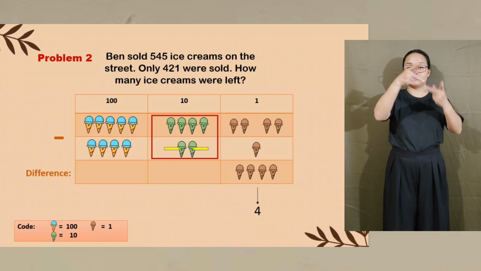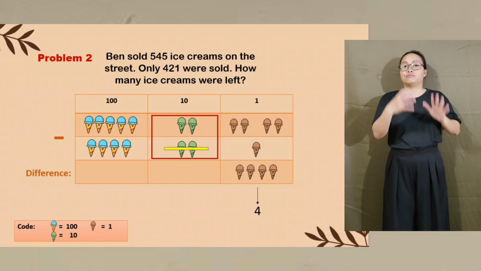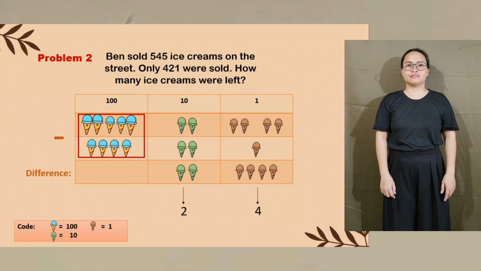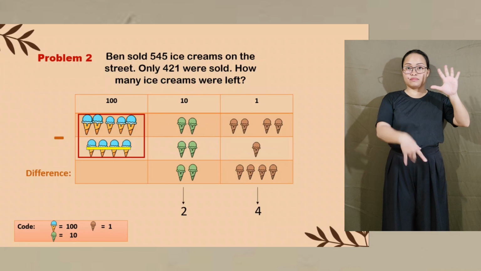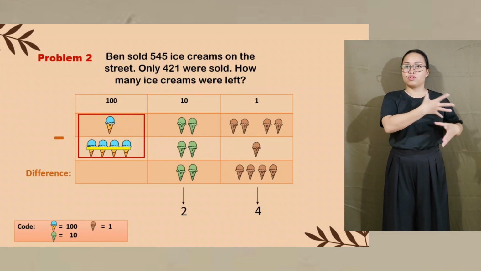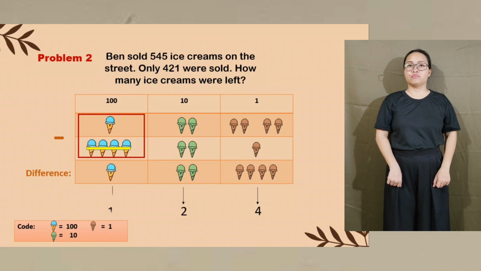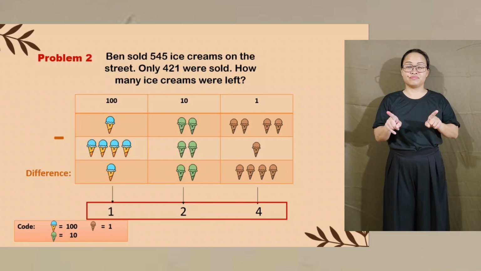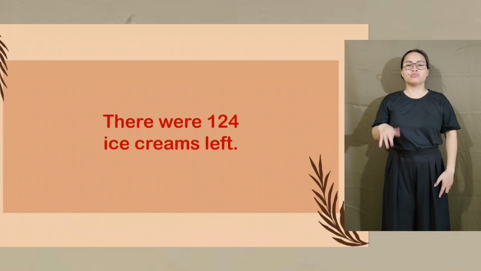Now 4 minus 2, let's take away 2. So we are left with 2 ice creams. And 5 minus 4, let's take away 4. So we are left with 1. So this is the difference. Therefore, there were 124 ice creams left.